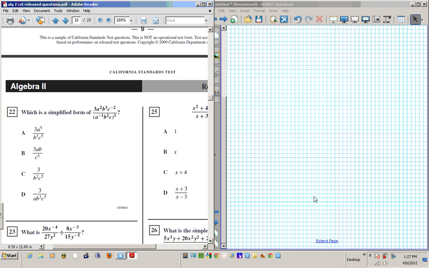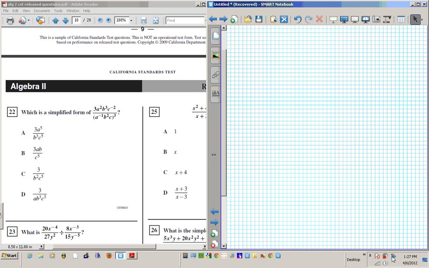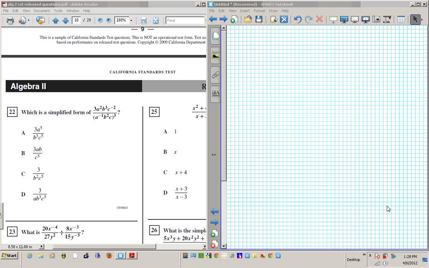Alright, question 22, we have an assessment of our knowledge of the law of exponents. So we have 3a squared b to the third c to the negative 2 divided by a to the negative 1 b squared c, all that raised to the third power.